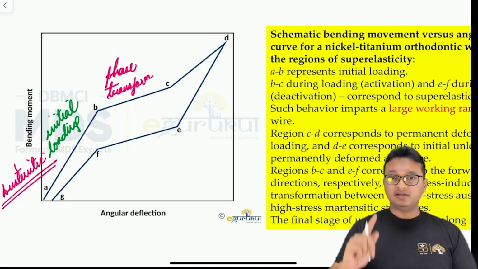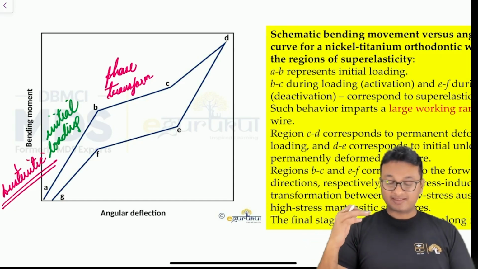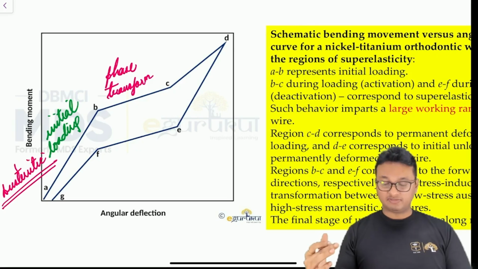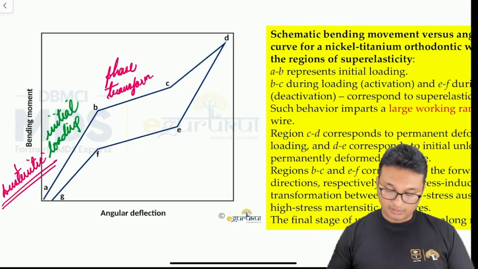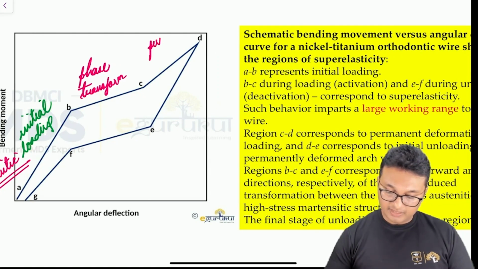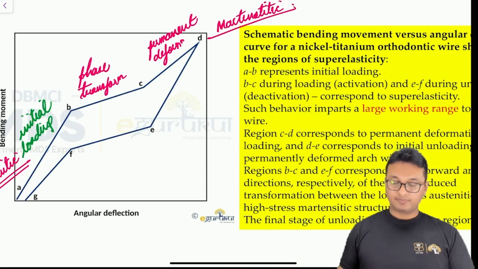And as I said earlier, austenite, when subjected to any external forces, external compression forces, external shearing stresses, the austenitic form gets converted into martensitic form. So C to D corresponds to permanent deformation, and at the point D, the martensitic form is completely formed, right?